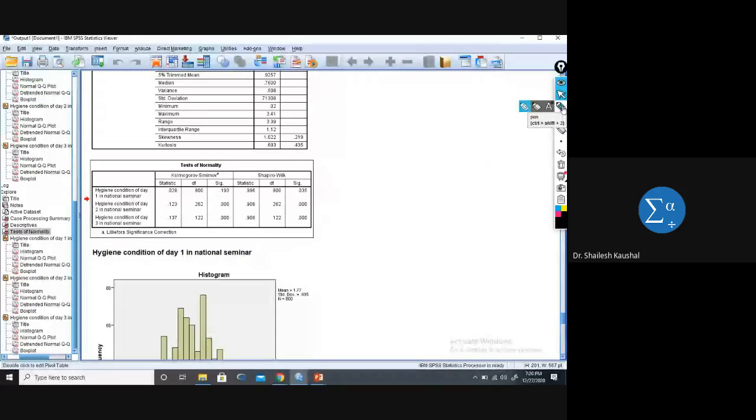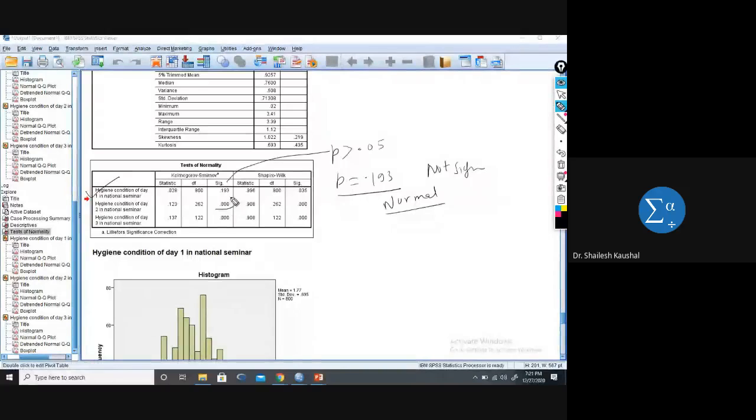So its value should be greater than 0.05. In this Kolmogorov-Smirnov test, the significance value is basically the p value. And what is the p value? It is greater than 0.05. The p value is 0.193. Okay, so it is not significant, and that is desirable for us for checking the normality. It means Day 1 data is normal. This data is normal because its p value is greater than 0.05.